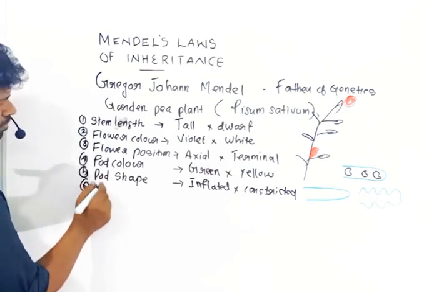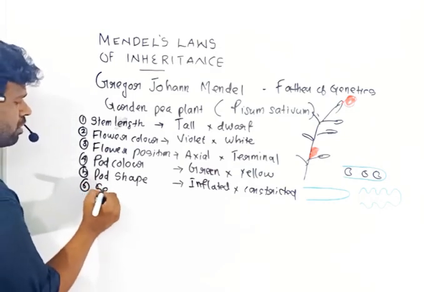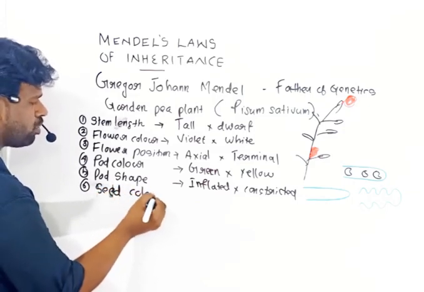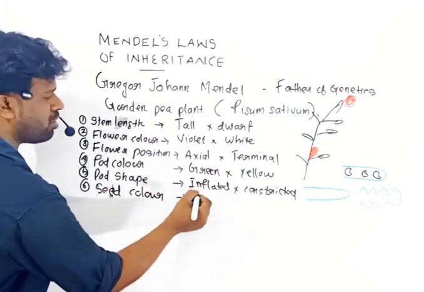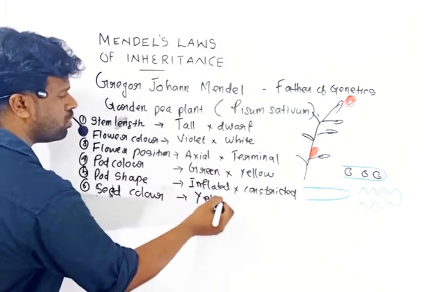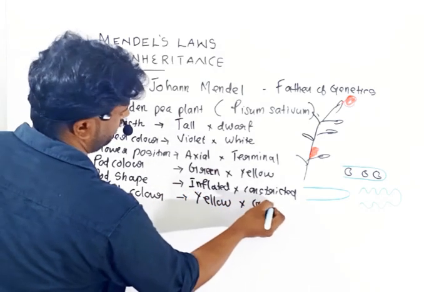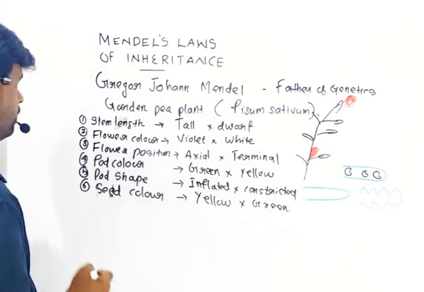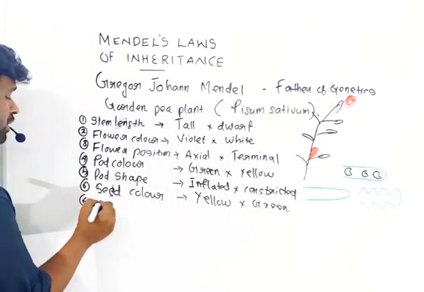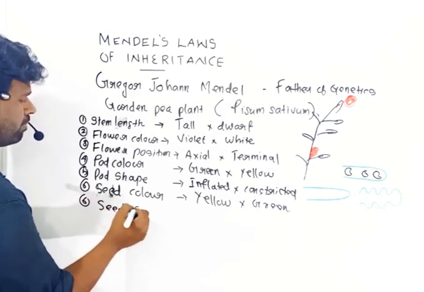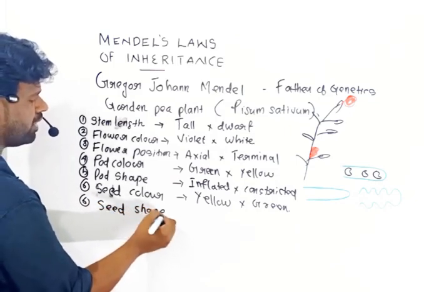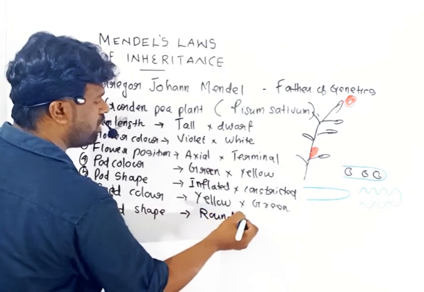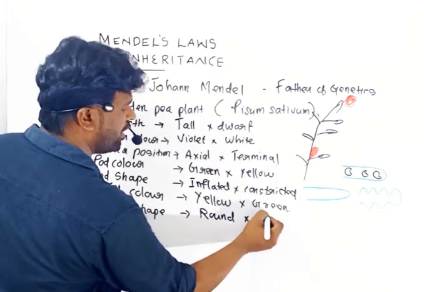Next is seed color. Seed color is either yellow or green: yellow colored seed, green colored seed also. Then seed shape. The difference in seed shape is round seed and wrinkled seed.